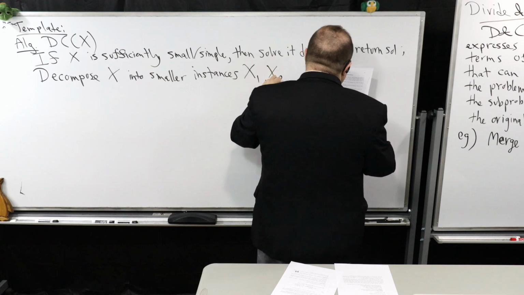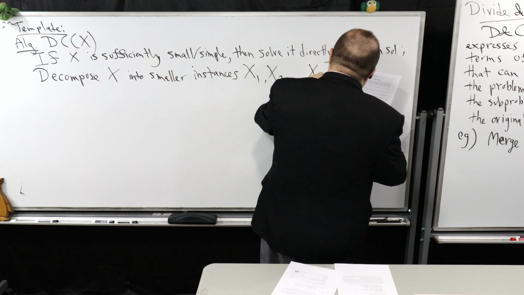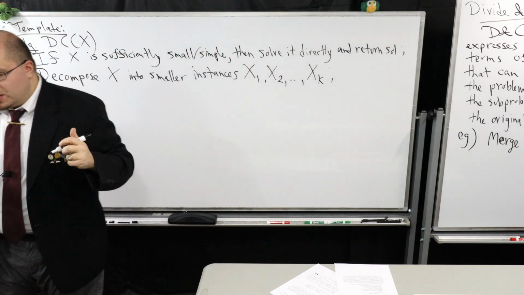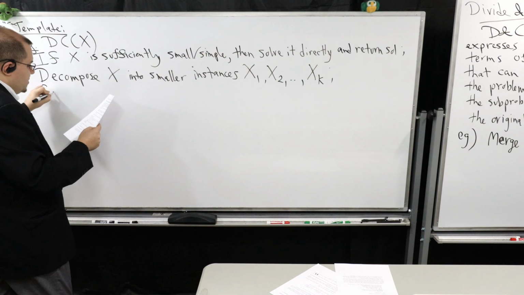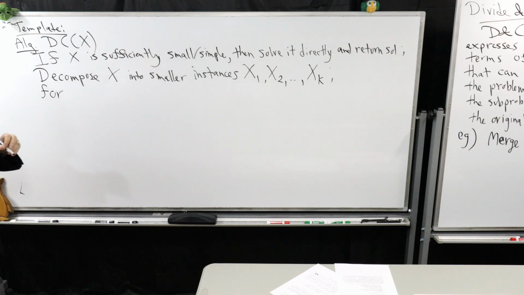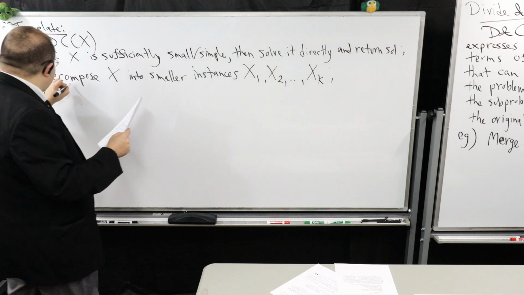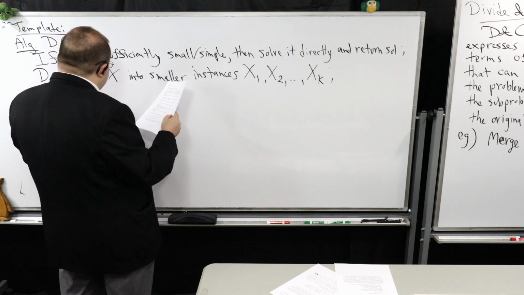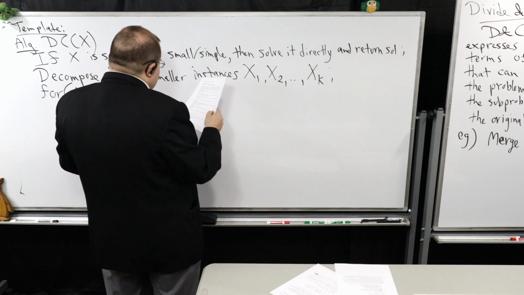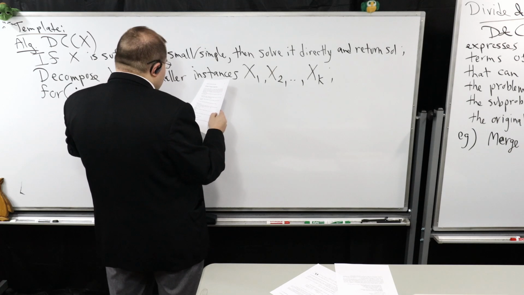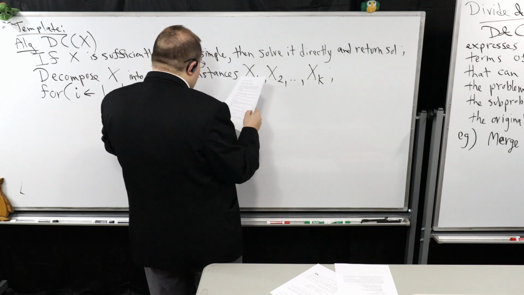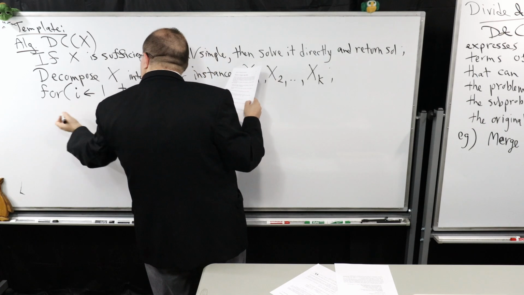X1, X2, all the way up to some xk. And then we're going to have a loop. I'm going to write this in a way that, just so that you see it, for i equal to 1 to k, we're going to do the following.